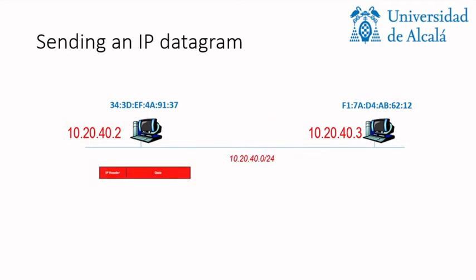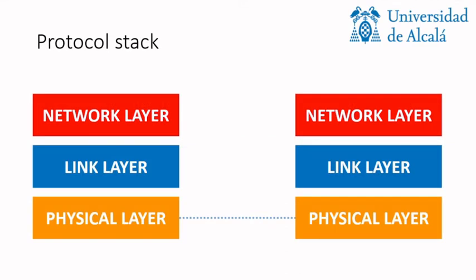So what happens when a host wants to send an IP datagram? A communication is established at layer 3, the network layer. However, when the real or physical communication occurs, the network layer sends the datagram to the link layer, which encapsulates it into a frame and later on sends it via the physical layer. This frame reaches the destination link layer, which decapsulates it and sends it to the destination network layer. As it can be seen, each of these layers has its own addresses.